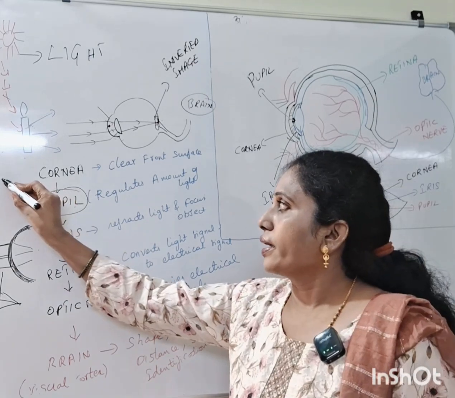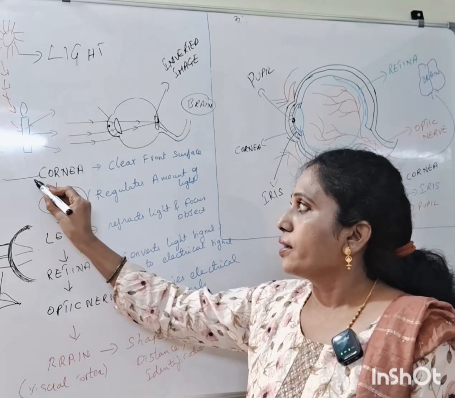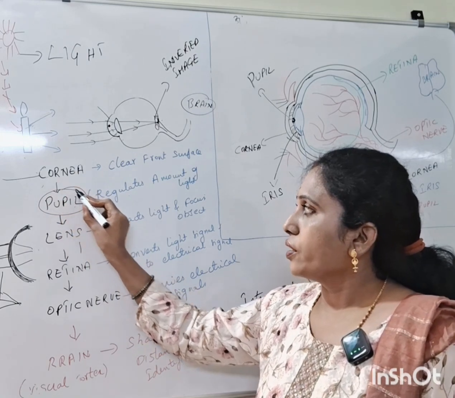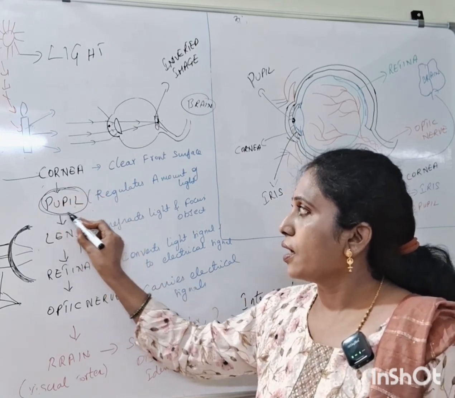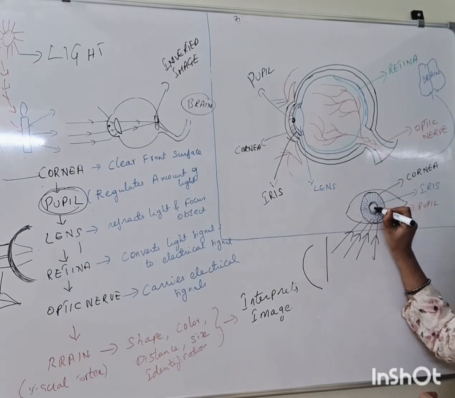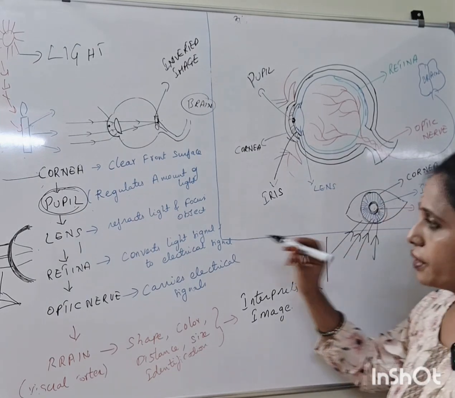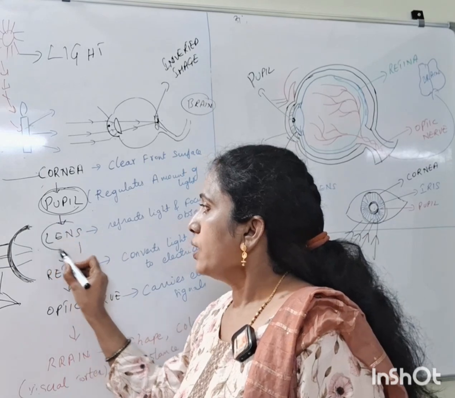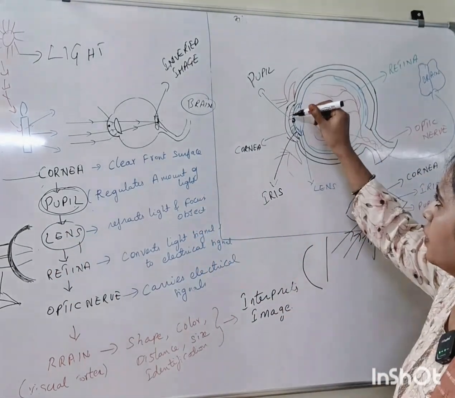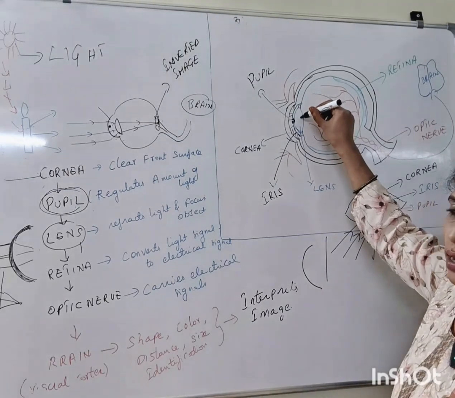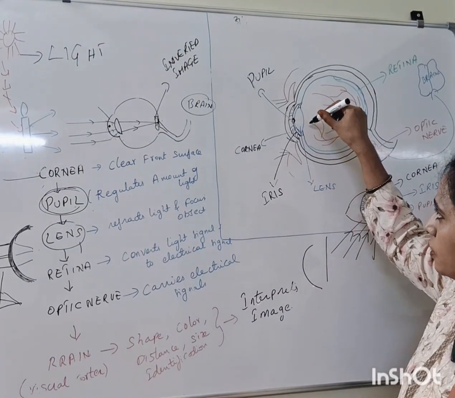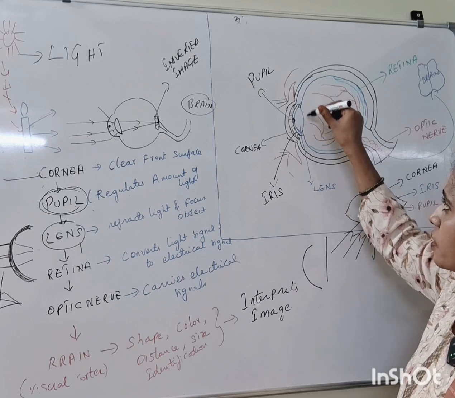Okay, so the light hits the cornea and some diffraction takes place. Then it enters into the eye through the small circular opening called the pupil. Through this the light rays will enter. Then it reaches the lens. Okay, these lenses are located behind the cornea. So this is the pupil.